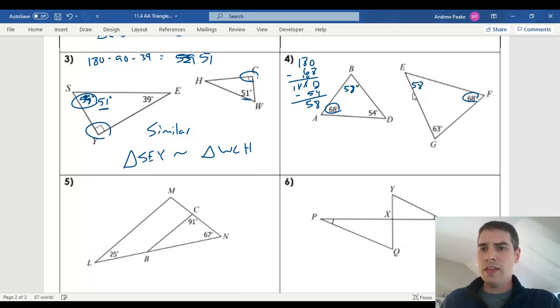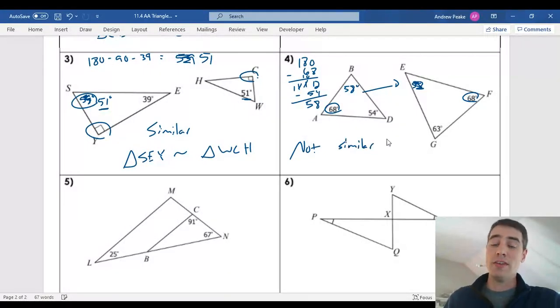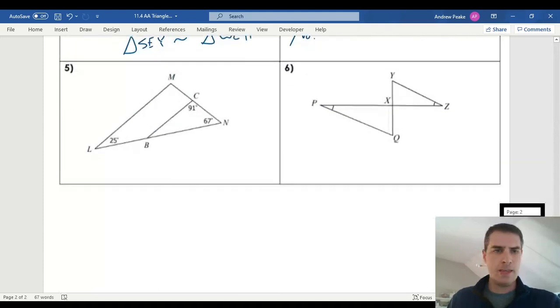So 58 is not right there because 63 and 68. So we'd say not similar. We only have one angle that was the same. So you had to have two. So that one doesn't work. And then look at the last two.